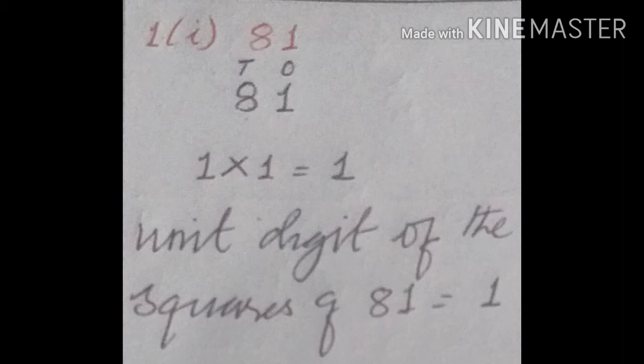That means here it is a 2 digit number. Ones place digit and tens place digit. Just look here. The ones place digit is 1. You will find the square of the ones place digit only. We know in order to find the square, we have to multiply the same number 2 times. So here the ones place digit is 1, so multiply with 1 only. 1 into 1 equals 1. So the unit digit of the square of 81 equals 1. This is the easiest method. Clear?